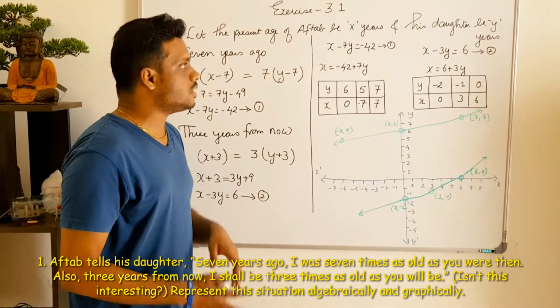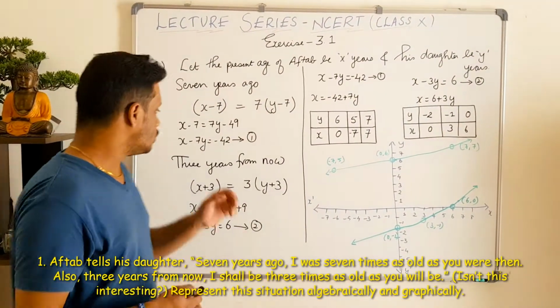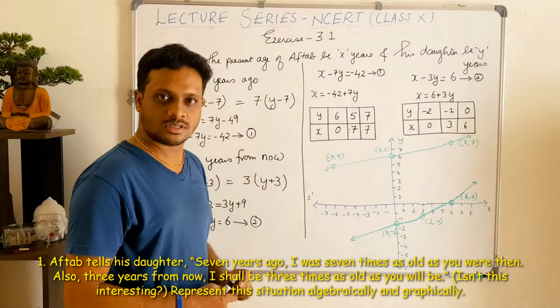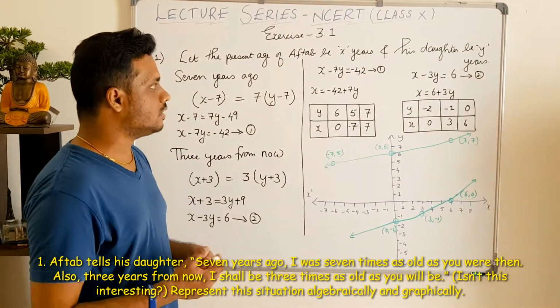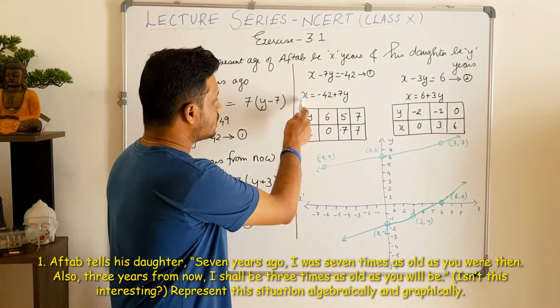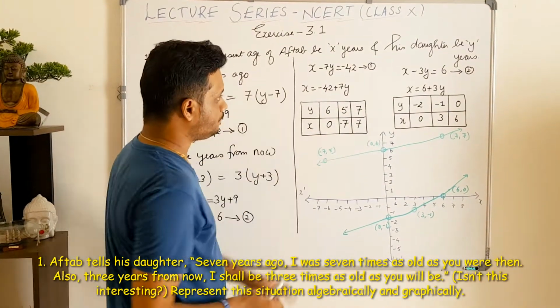So in this question, they have asked you to represent the situation in an algebraic way and in a graphical way. So the algebraic way is writing these two equations. Now let's see how to represent it in a graphical way. So already we have done graphical examples also. I've taken the first equation, I have isolated one of the variables and taken the other variable to that side, and I have formed a table.